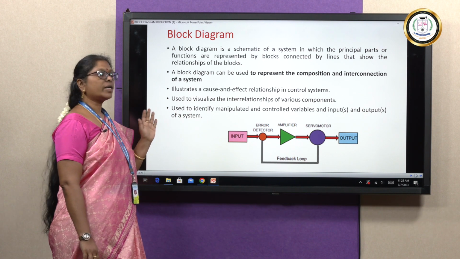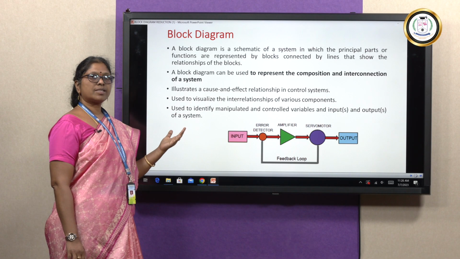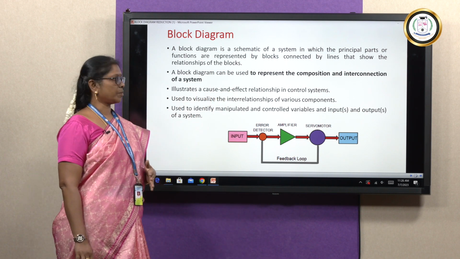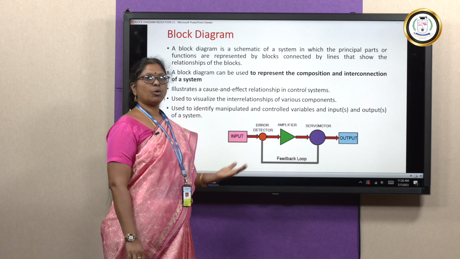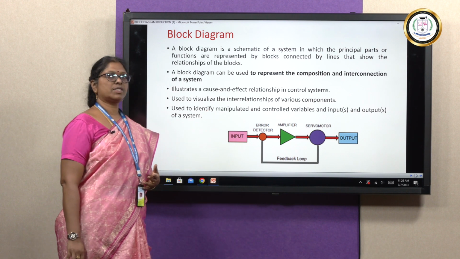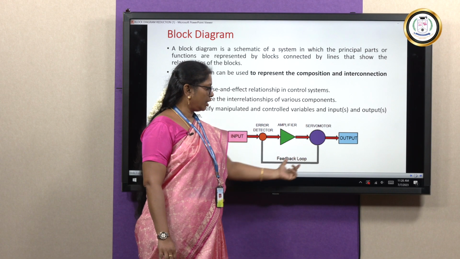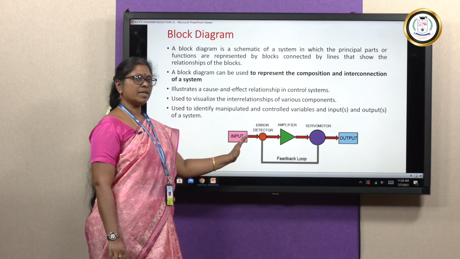The block diagram can be used to represent the composition and interconnections of a system. It can illustrate cause and effect relationships in a control system. It can also be used to identify the manipulated and controlled variables and the inputs and outputs of a system. This block diagram represents a system where you have input, output, an amplifier, a servo motor, a feedback and an error detector. So, this implies a block diagram.